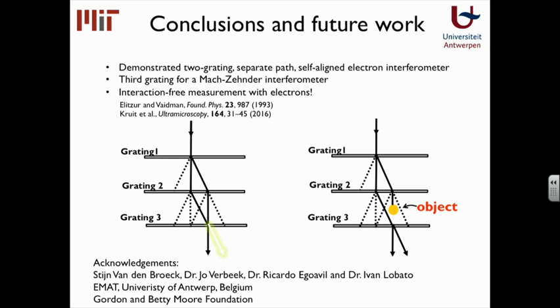So I'm showing that schematically in the image to the right. And we can potentially image this object with reduced damage as compared to classical microscopy. And in fact, Kruit and co-workers early this year came up with quite a few schemes in which interaction-free imaging could be implemented practically in this paper from Ultramicroscopy.